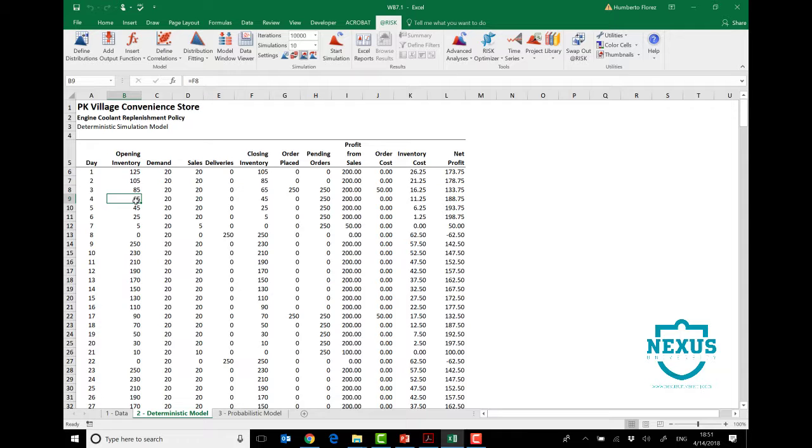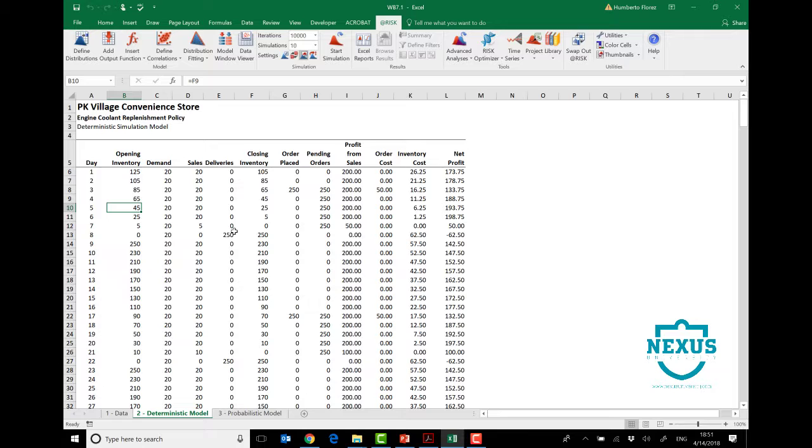The next day we open up with 65 units. Our demand is 20. Our sales is 20. Our deliveries are 0. We close the inventory at 45. We place no orders because we have orders pending. We have 250 units in transit to us. Our profit from sales is still $200 because we sold the 20 units on demand. We did not place any orders this day, so we have no expense on that item. And then our inventory cost goes down to $11.25. Our total profit improved to $188.75.